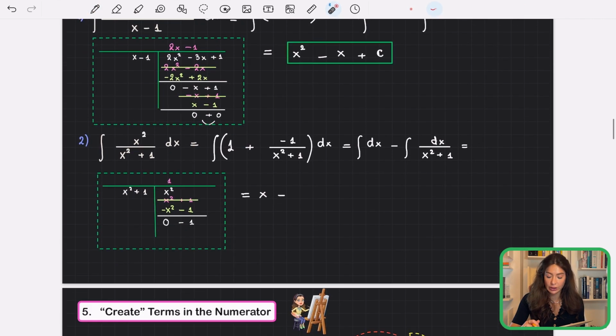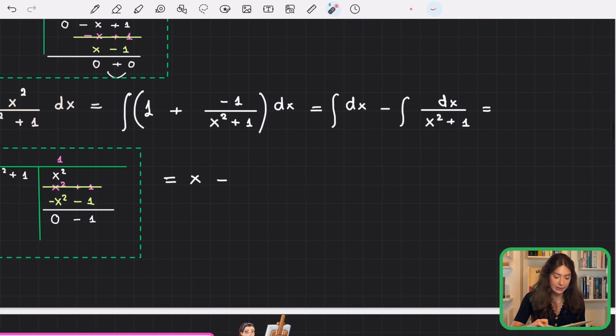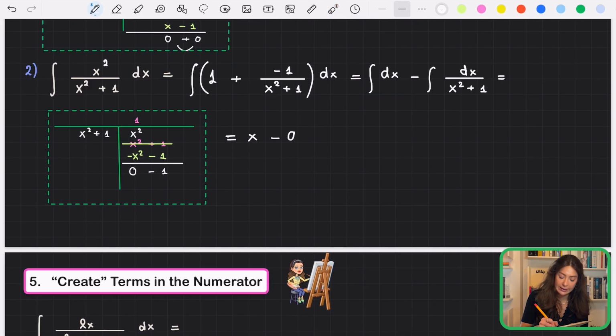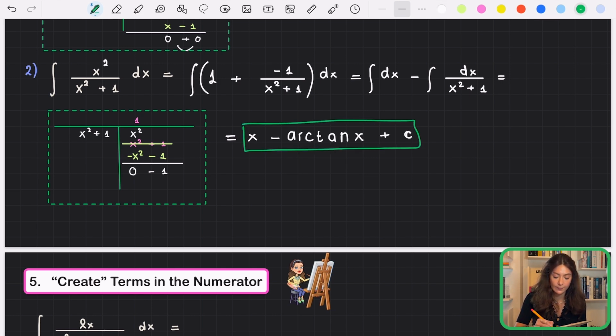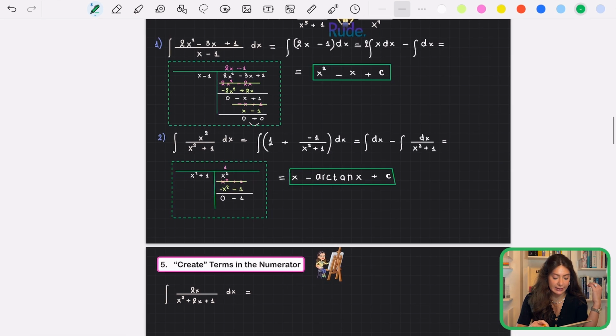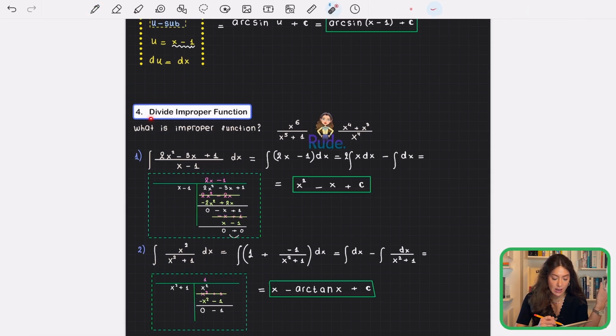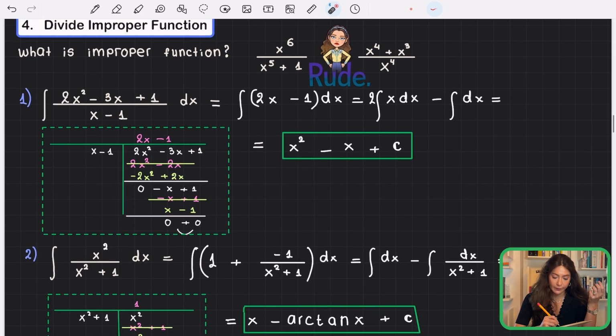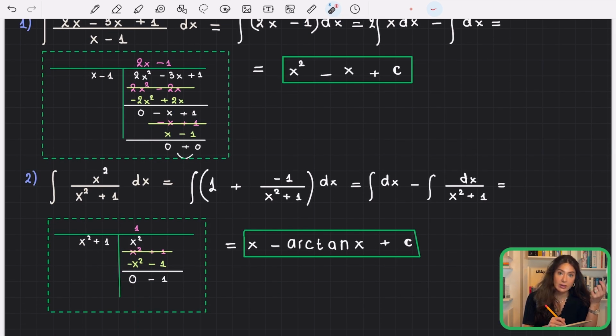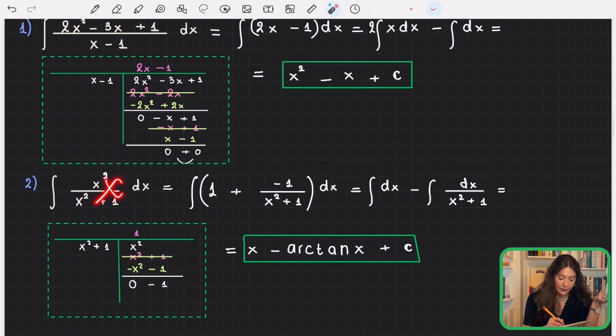You can also look in your formula sheet and see what that is. X minus arctan x plus constant of integration. There was no u sub, so we are done. Okay, that's the final answer. Let's see what we did. Divide improper function. Improper because the order of a polynomial in the numerator as well as denominator was 2. So we needed to fix that because it was improper.